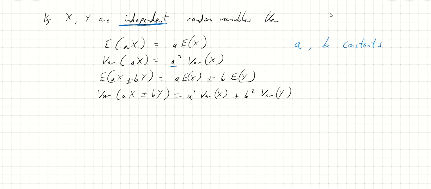Then the expectation of ax plus or minus by is a times the expectation of x plus or minus b times the expectation of y, whereas the variance of ax plus or minus by is actually a squared times the variance of x plus b squared times the variance of y. That one's always a plus there. Even if it's ax minus by, we still have a plus on the right hand side. Okay, so these are the rules. The easiest way to look at these is to just do an example.